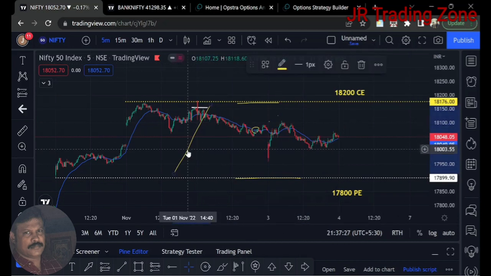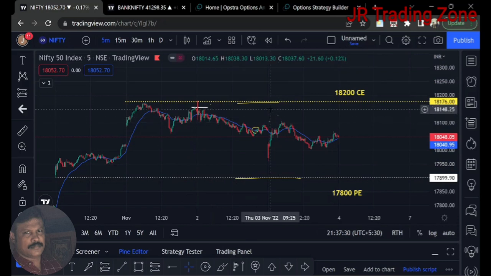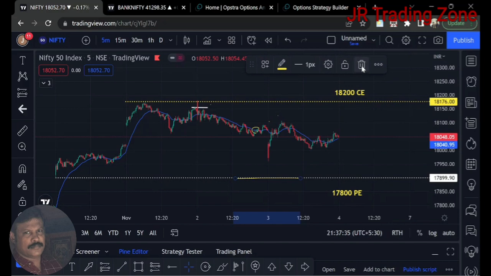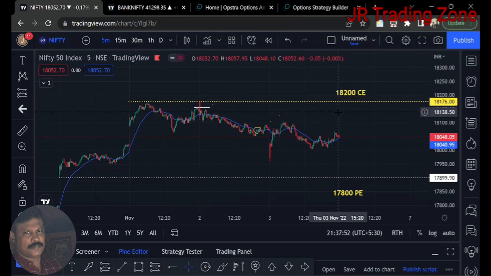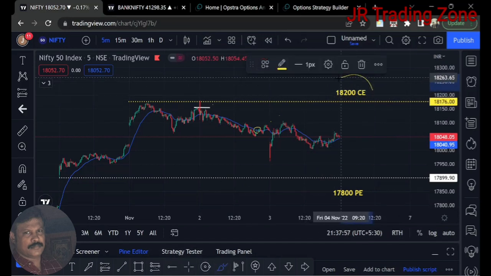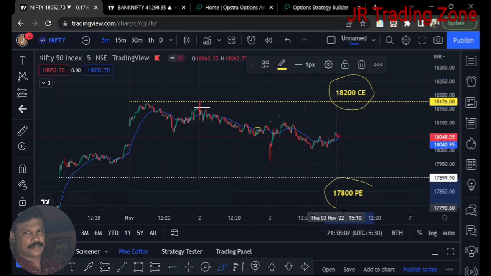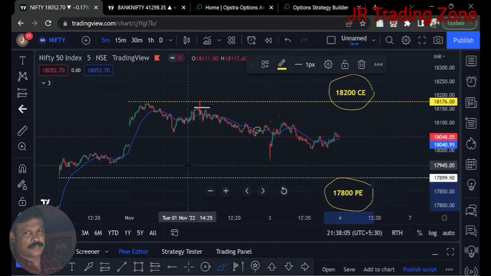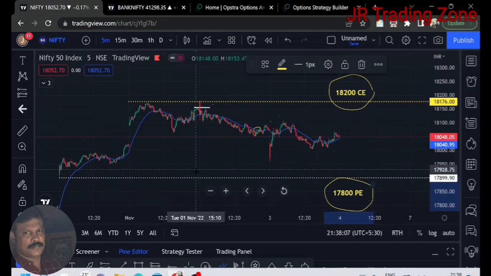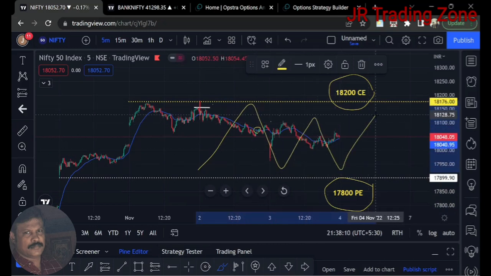I am not here to teach the strategies, but I want to say how non-directional traders were making easy money from the year 2016 to 2020. Now for our range, we have to sell the 18,200 call option on the upside and the 17,800 put option on the downside, assuming that the market will be range bound in this range till the next expiry, that is, till next Thursday. Okay, clear?